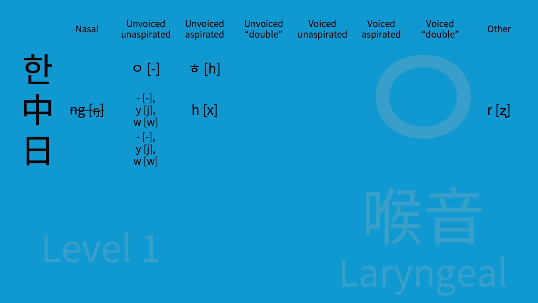For Korean, we have h. For Mandarin, we have h and r. In all 3 languages, we also have the lack of an initial consonant. In Korean, this is written with an iung.